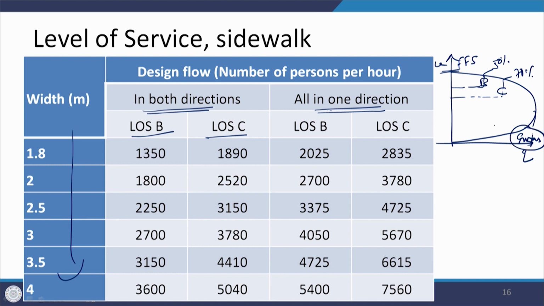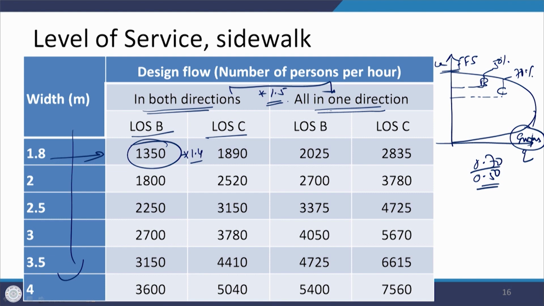So, when we talk about a value of 1350 persons per hour for a width of 1.8, and we are going to convert it to a level of service C, then it is multiplied by a factor 1.4, that is 0.70 divided by 0.50. And when we are looking at the conversion from both directions to one direction, then this is multiplied by 1.5.